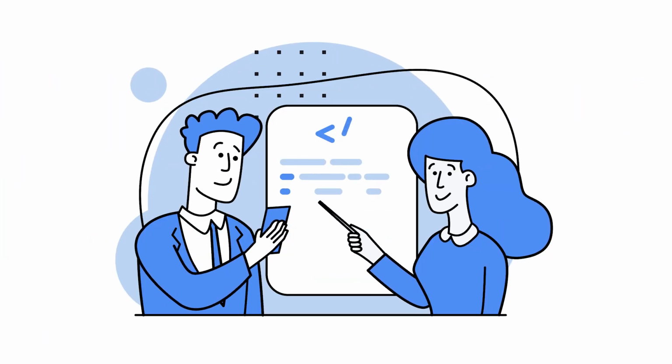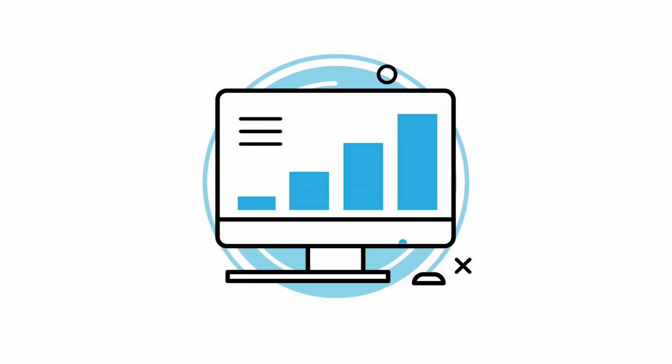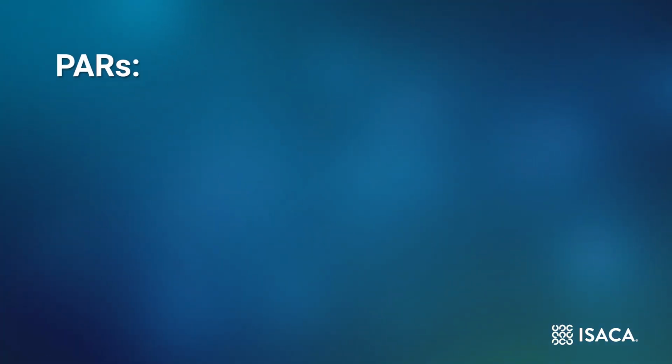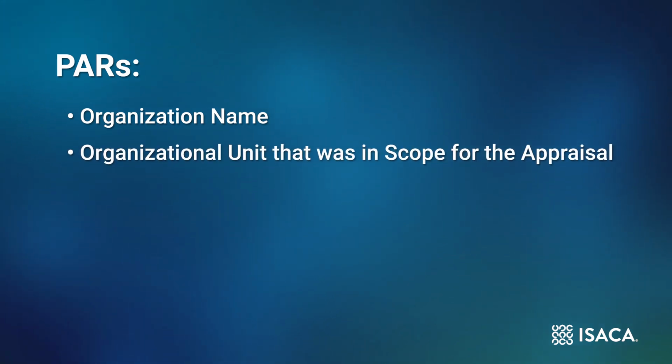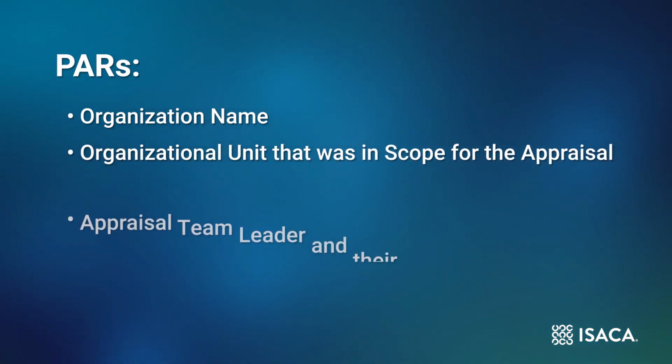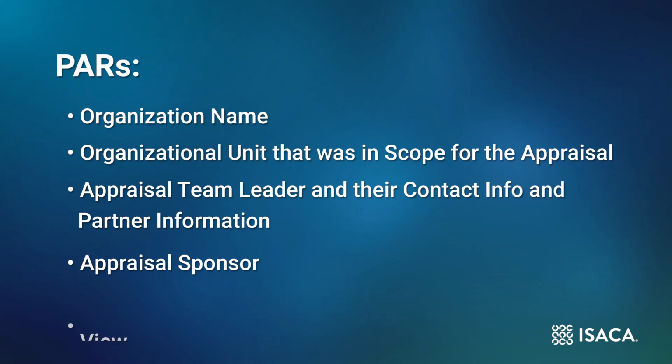The sponsor must also decide earlier in the planning process if the appraisal results can be published to the Published Appraisals Results webpage, or PARS. PARS is a website that can be publicly shared to have appraisal results verified. It contains the organization name, organizational unit that was in scope for the appraisal, the appraisal team leader and their contact info and partner information, the appraisal sponsor, and the view in scope.